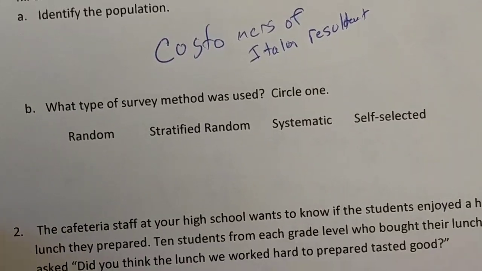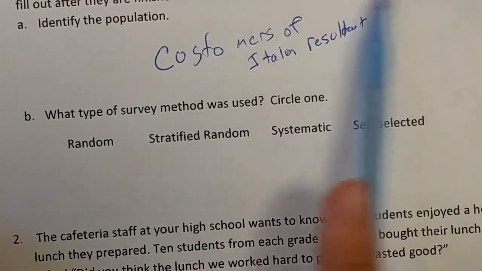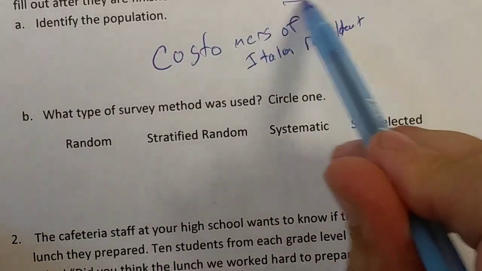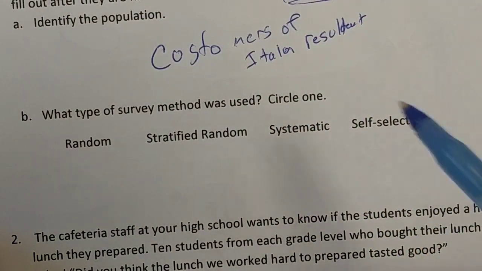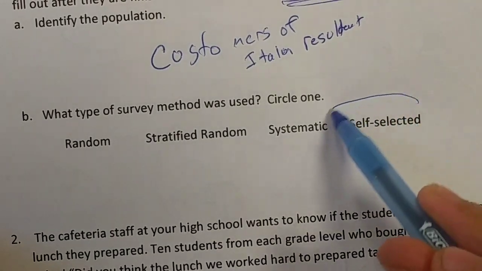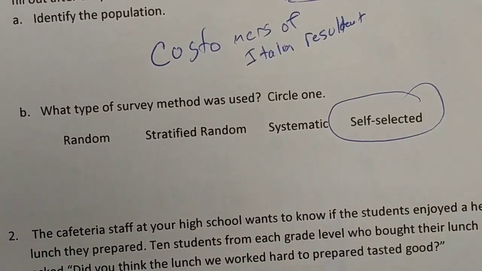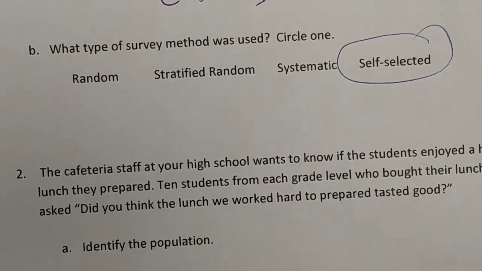And what kind of system are they using? Well, when they gave out the card, you could choose yourself to fill it out. So it's like the Starbucks cards, or when you download an app and they say rate us. You choose to do that, and because of that, it's self-selected. They are choosing to fill it out themselves.